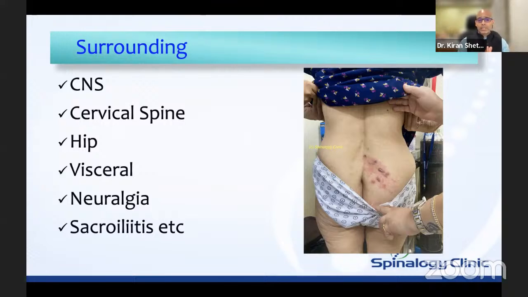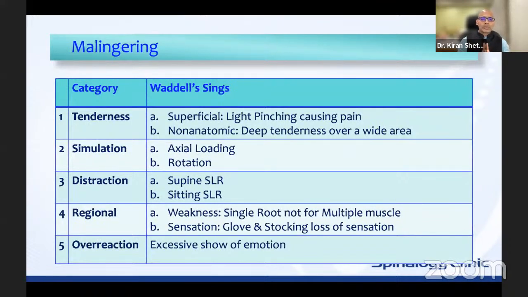Sacroiliitis is another condition which can present like a disc or even radiating pain to the legs. So you can look at the surrounding areas. And the last, which I do not want to forget, is malingerers. These are people who have some self-motives or selfish interests to always show that they have pain. And again, I don't have to tell you who these people will be. But there are vital signs and tests with which you can find out whether the patient is malingering or actually has real pain.